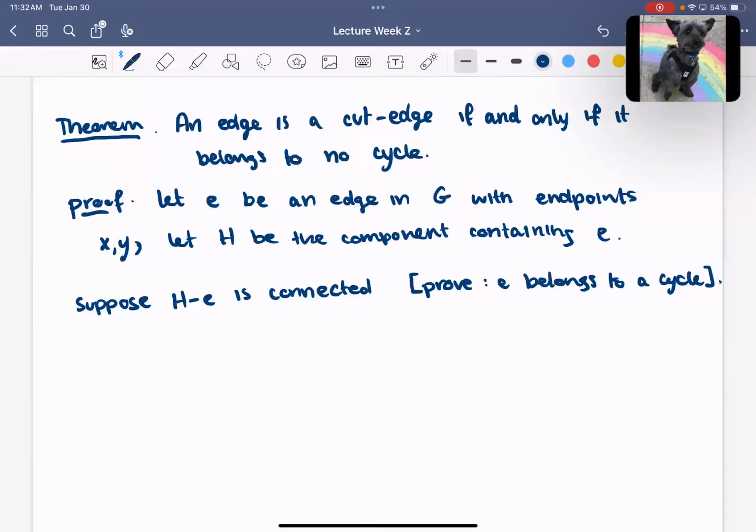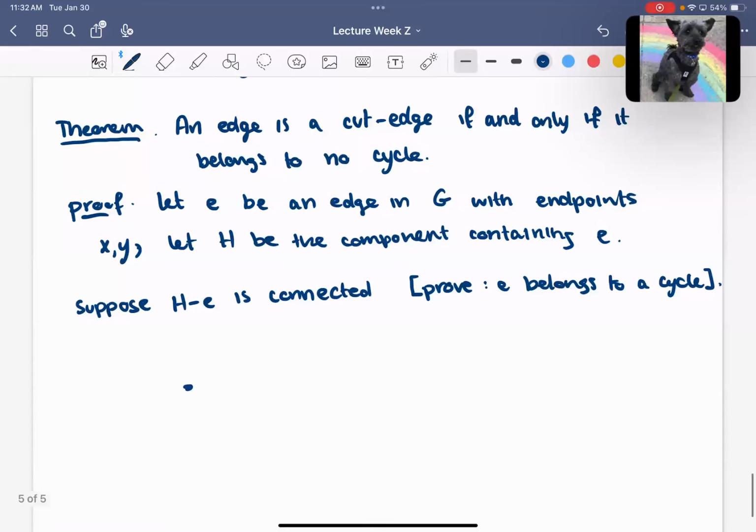Exactly. So what does connected mean? It means that I have a path between any two vertices of my choosing, right? So if I have my edge E with endpoints X and Y, and I'm saying that H minus E is connected, so maybe there's some other stuff going on here. I know that there's a path from X to Y, right? And then adding back in that edge E would give me a cycle.